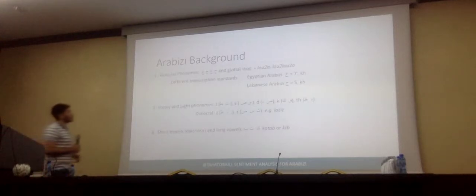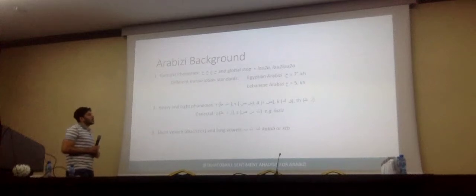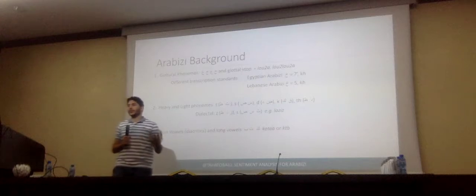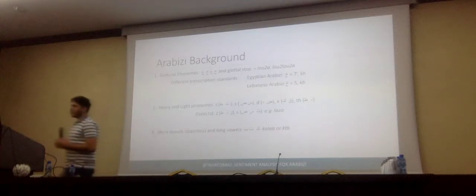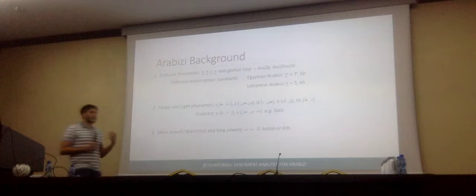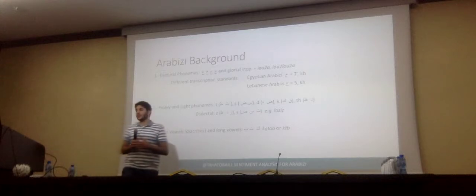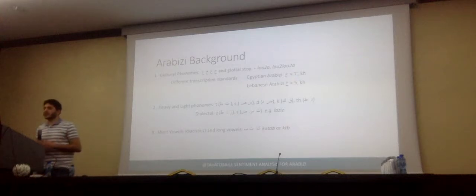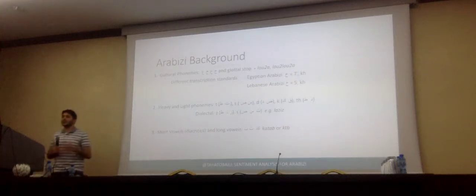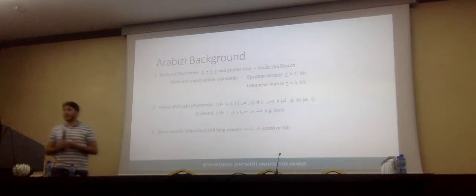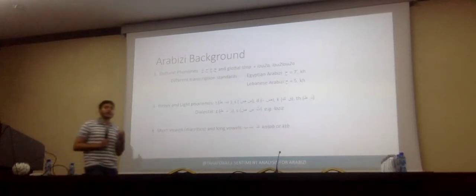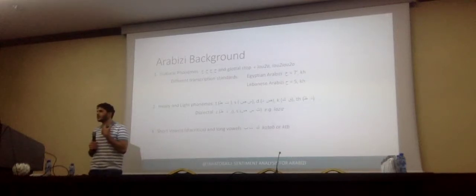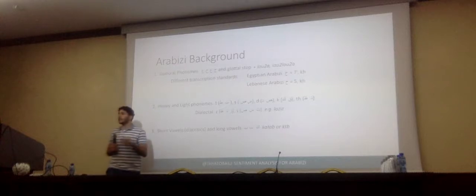So just a quick background about Arabizi. How did people come to type Arabic in Latin script, although the languages differ a lot? The Arabic language contains a lot of phonemes that do not exist in Latin script. People started standardizing different ways to express these phonemes. So we have the guttural phonemes, such as the Ain and Ghain, Ha and Kha, and the glottal stop, such as Lu'a.